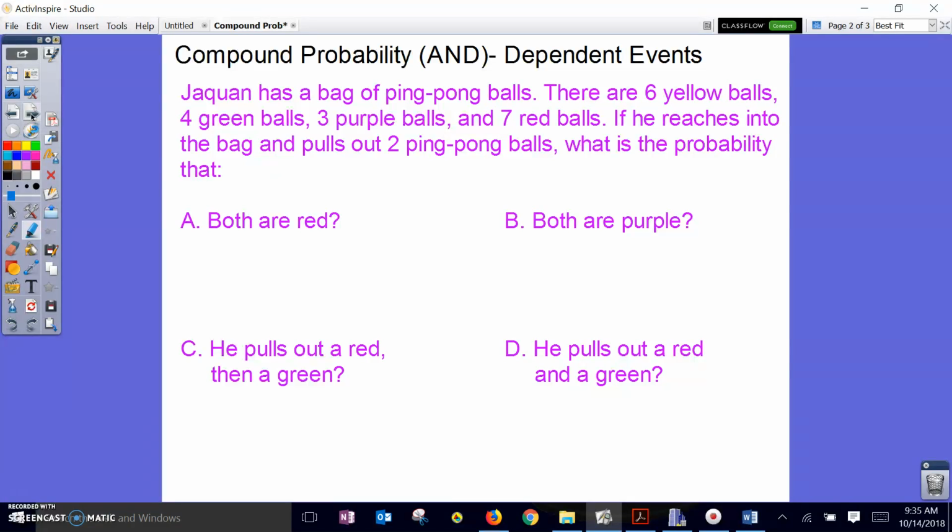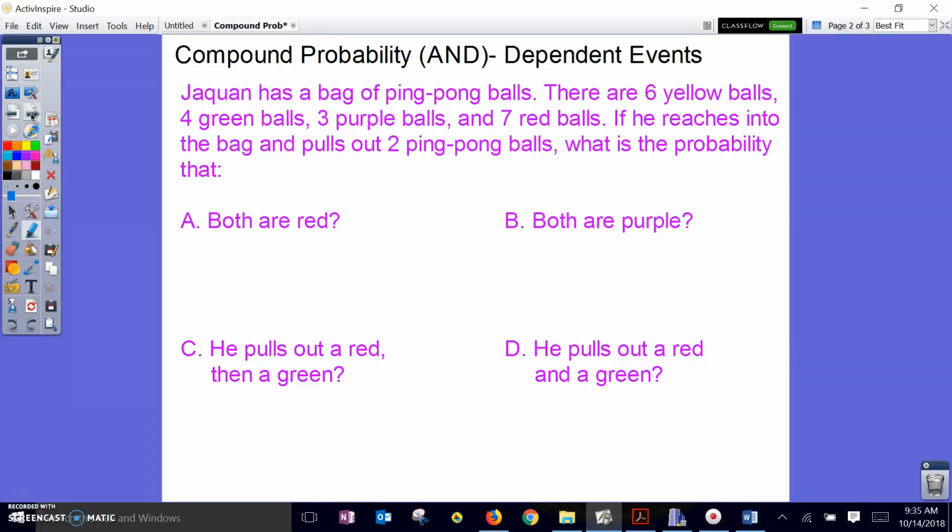Here's the first example. Jaquan has a bag of ping pong balls. There are 6 yellow balls, 4 green balls, 3 purple balls, and 7 red balls. If he reaches into the bag and pulls out 2 ping pong balls, what is the probability that? And then we'll answer all of these questions.